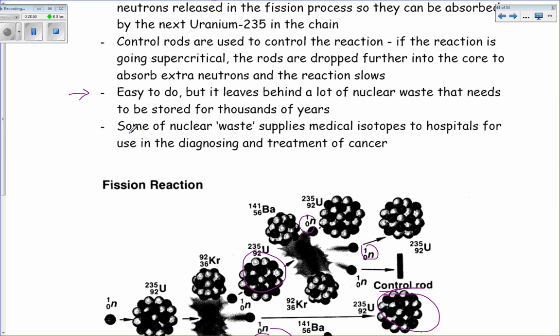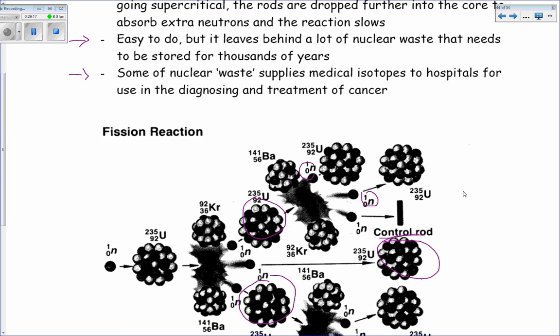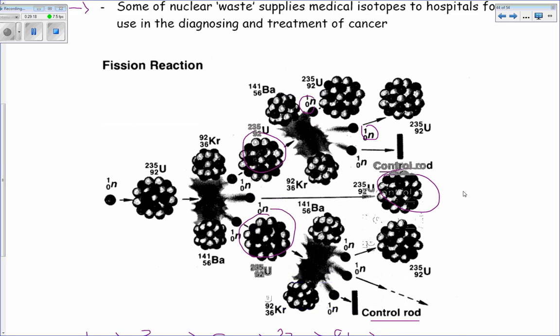But anyway, this is the other thing that a lot of people don't know. Some of the nuclear waste, like the barium and the krypton, is still radioactive. They're medical isotopes supplied to hospitals and used for diagnosing and treating cancer. So if we stopped all of our nuclear power plants, we would lose a lot of the technology we have in the medical field for dealing with serious diseases. A lot of people don't know that.